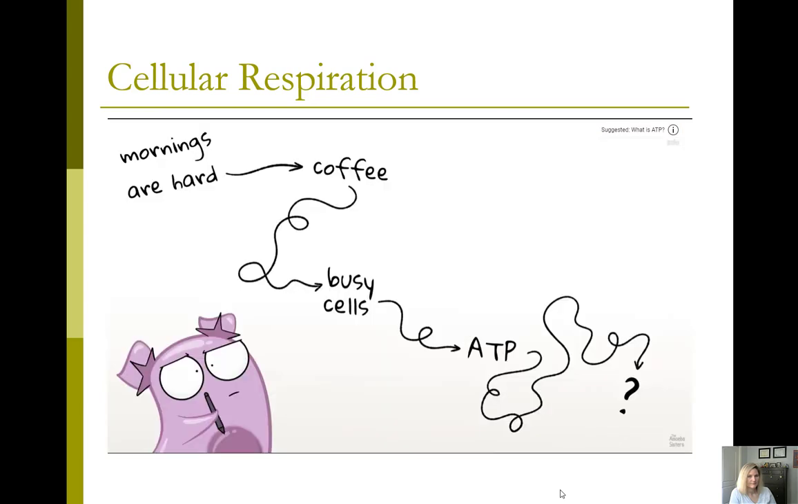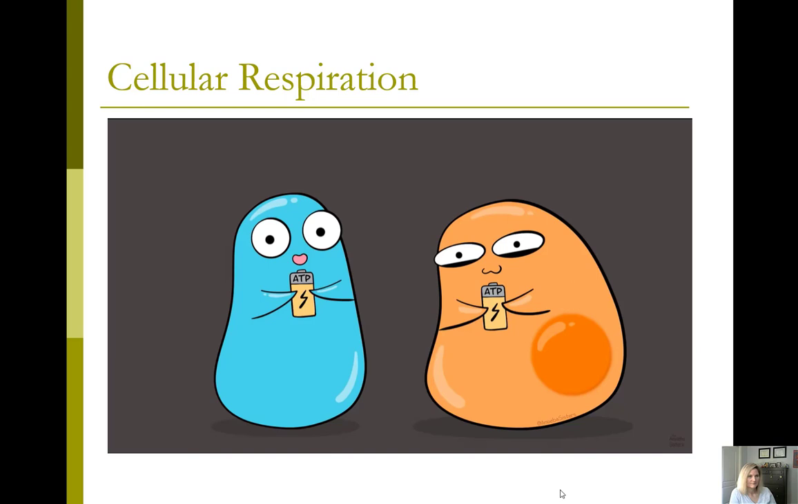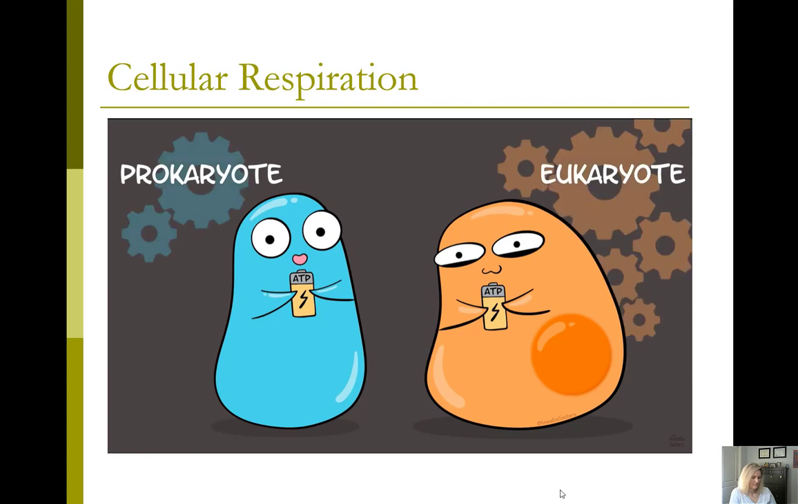So where am I going with this? Well, cells have to make this ATP. It doesn't really matter what kind of cell you are. Prokaryote or eukaryote, you have to make ATP. The process for making that ATP can be different, however, depending on that type of cell.